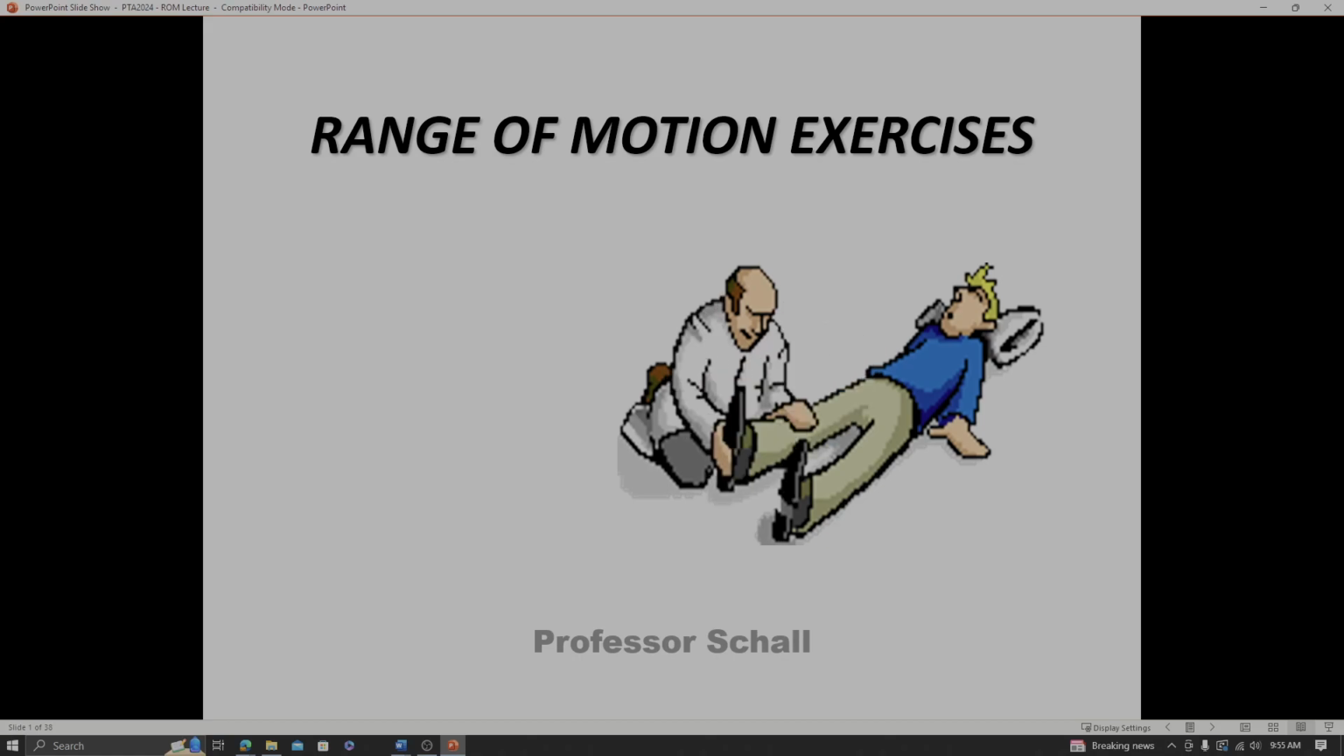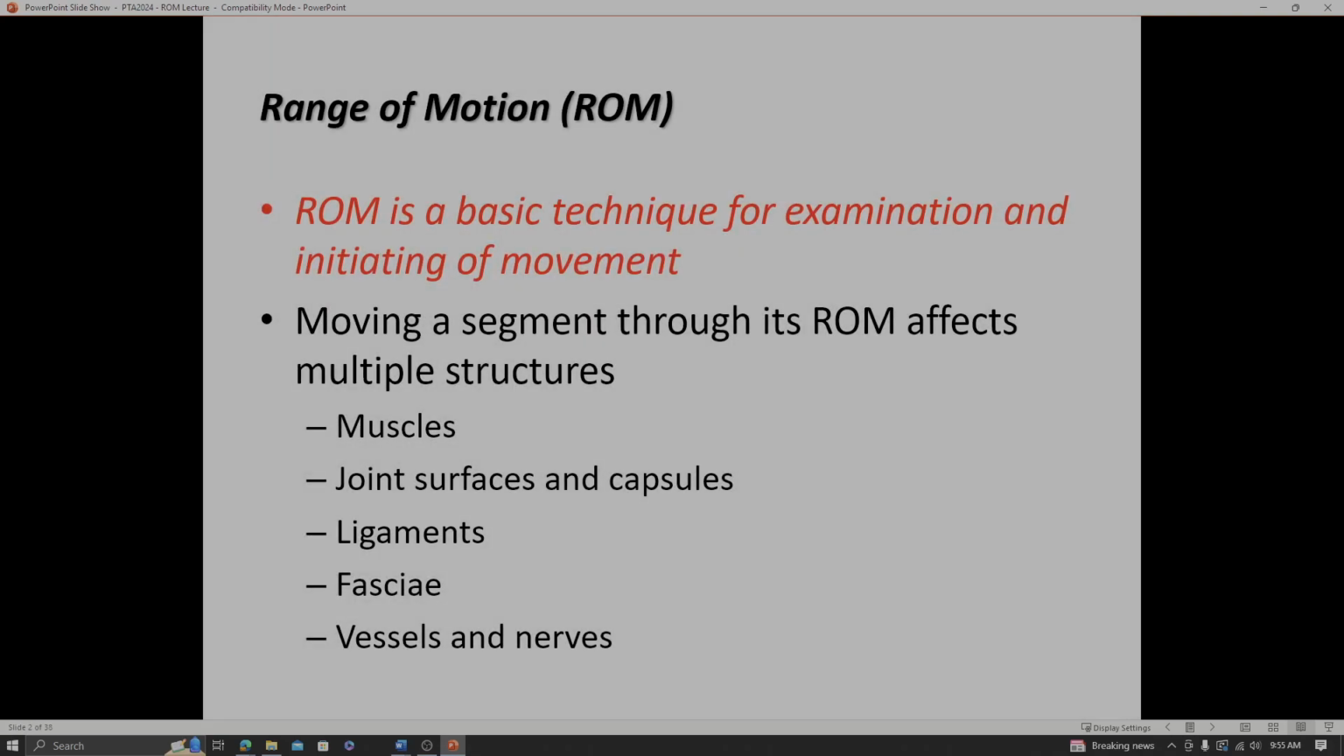We got a couple things in our quiver that we can use to try and address range of motion restriction pathologies. One of those things is going to be range of motion. So what is range of motion? Well, you guys know this because we've done tested measures, but range of motion is just a basic technique, the way we're going to discuss it, for the examination and initiating of movement. So know that definition for sure.